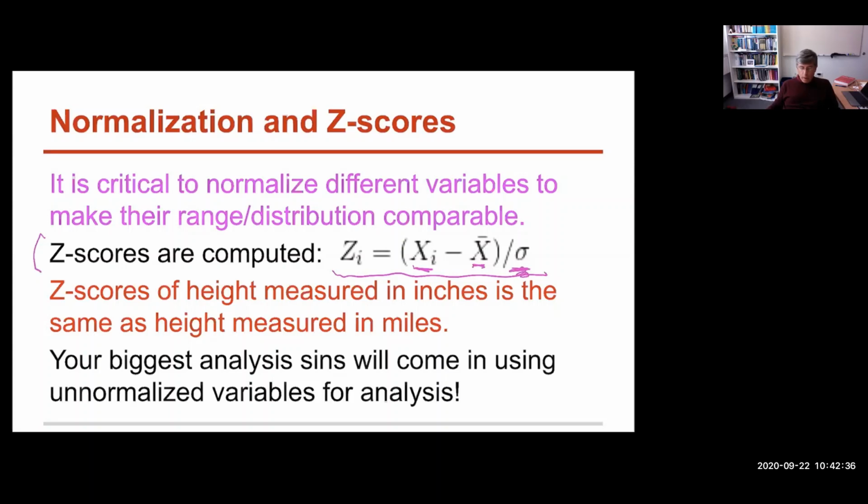So all the variables now have identical means and a similar spread. And things like changing units will not affect the z-score. So if I measure your height in inches or miles, your z-score in a cohort is still going to be the same. Any questions about that?